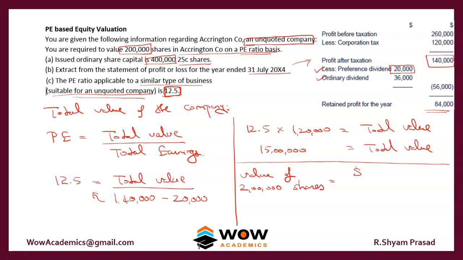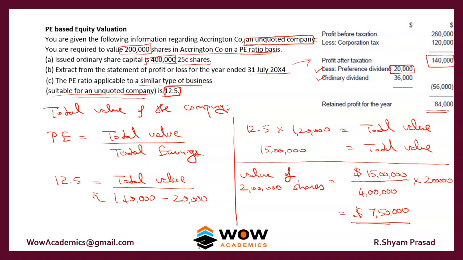So this 15 million is for how many shares? This is for 4 lakh shares because that's the total number of shares in the company. We want only for 2 lakh shares. So we'll solve it. So proportionately it should be 7,50,000.